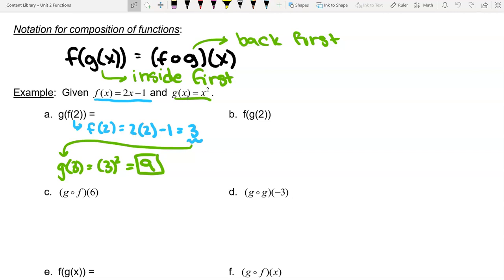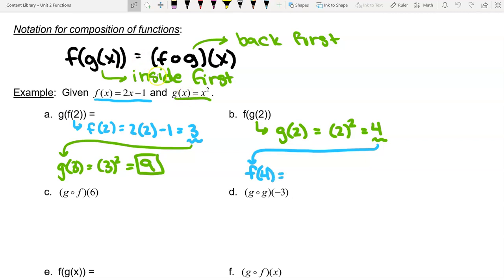All right, to start, inside function first, which is g of 2. So I'm going to start with g of 2, which is the green, and I'm going to do 2 squared equals 4. That's the number I'm going to use now. So I forget about the 2, I take that 4, and it goes into the outside function, which is now an f. So f of 4 is what I'm working with now.